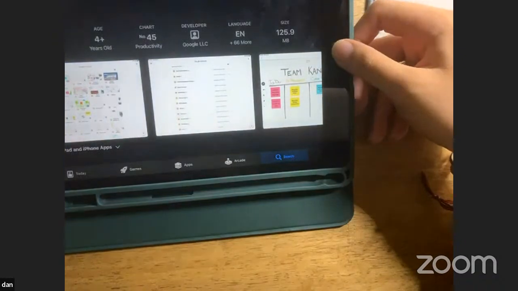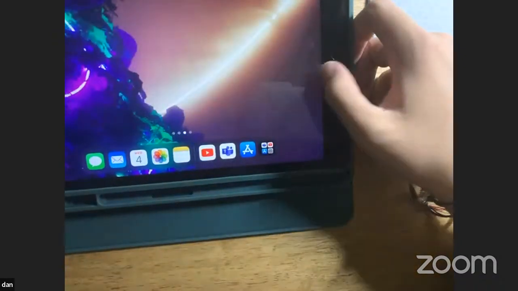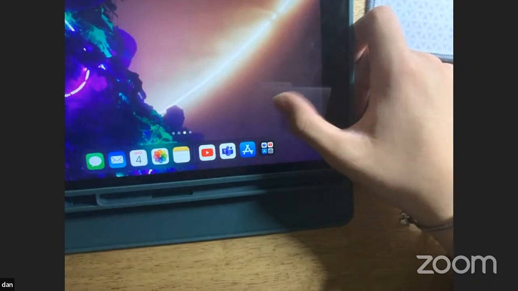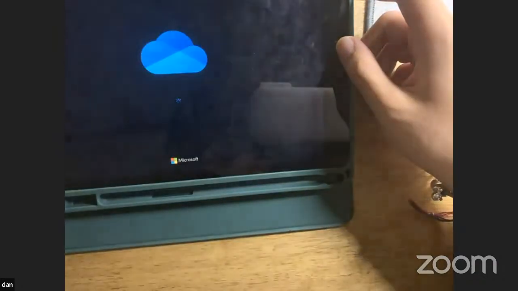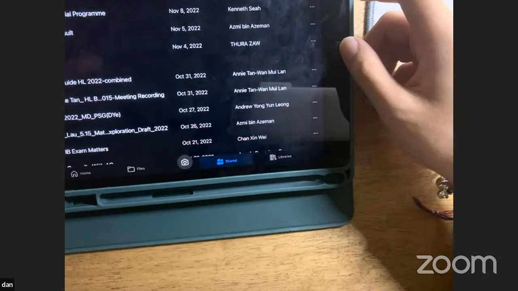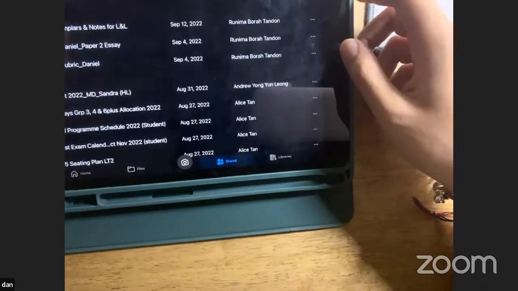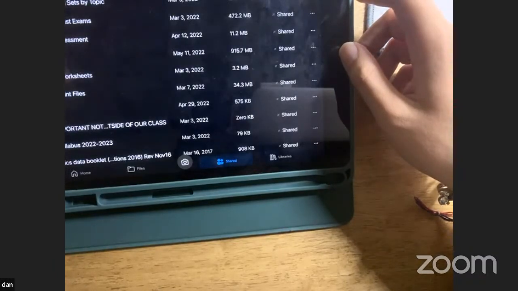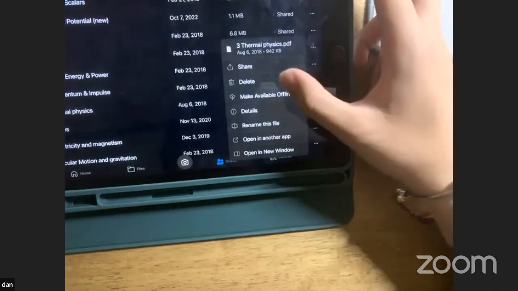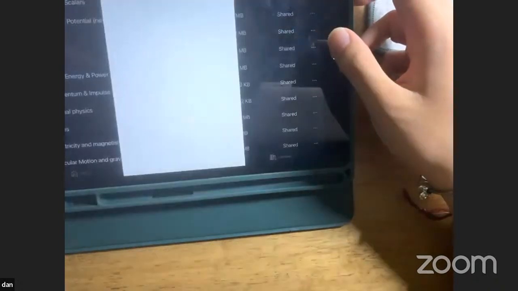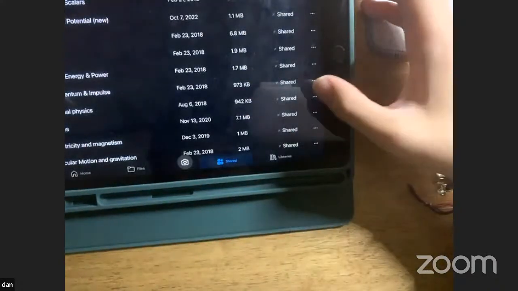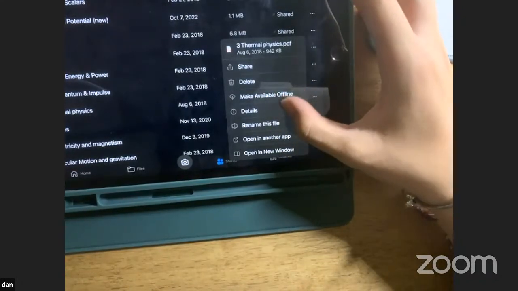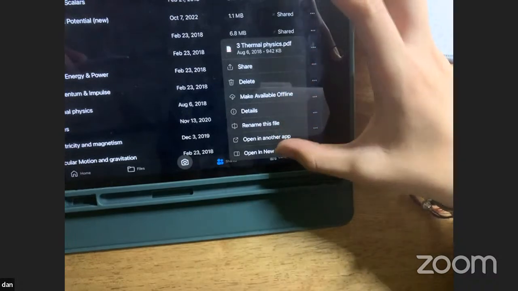Okay. Ah, there it is. Let me just go to the shared folders then. Let's see if I can download everything. See shared folder, files. So we're doing thermal physics now, right? I don't download a share copy. You don't share. Open a new window.